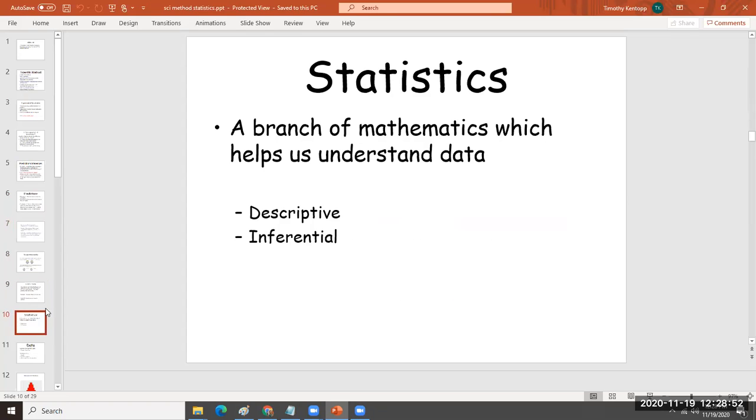So I'm going to click through here. Statistics. All right. So when we're trying to understand data and we're trying to identify patterns in data, when we say data analysis, the primary discipline we're thinking of first is statistics.